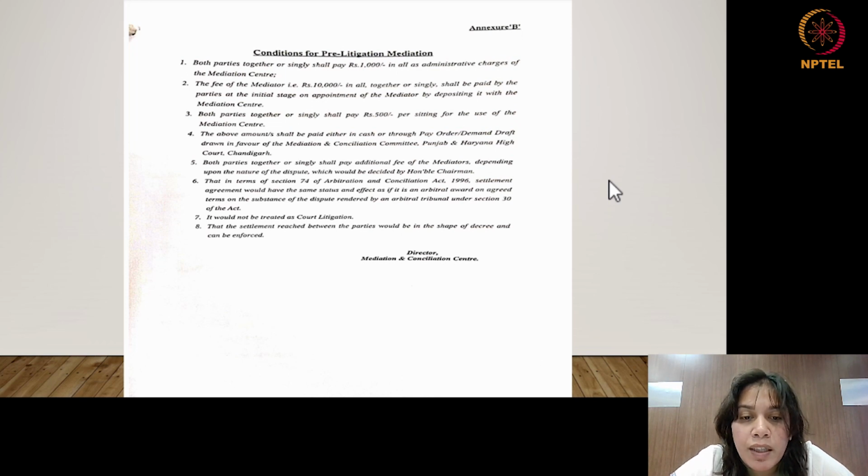It would not be treated as court litigation. It is a pre-litigation process and would not be treated as a court process of litigation. That the settlement reached between the parties would be in the shape of decree and can be enforced. So the settlement agreement would be in the shape of a decree and it can be enforced.